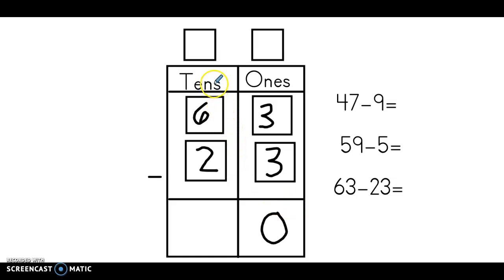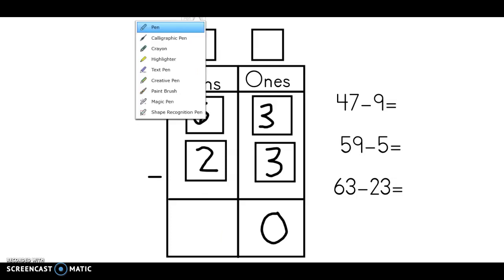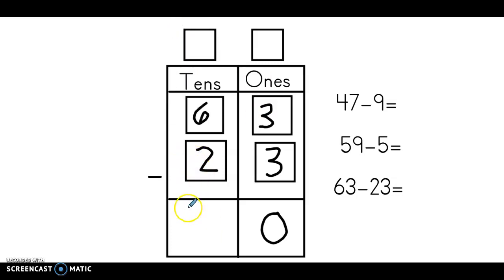And now I can come over and subtract the tens. 6 minus 2, I know that equals, oh, nope, I'm adding, whoops. See, sometimes we all make mistakes, huh? All right, so 6 minus 2 equals 4, not 8. And the answer to 63 minus 23 equals 40.